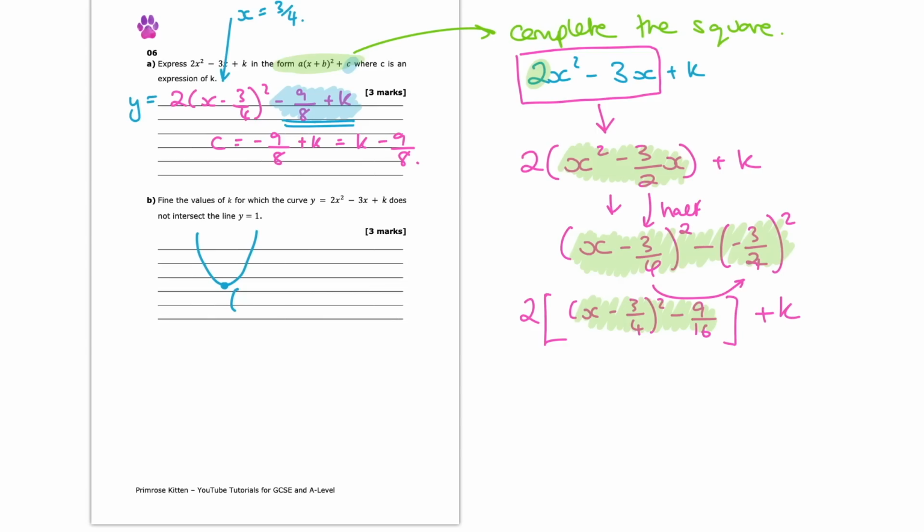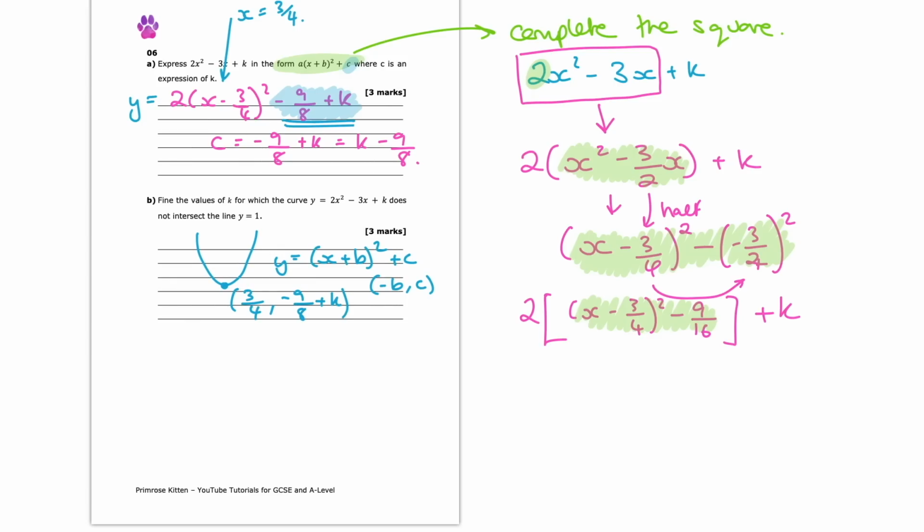Of a more standard format, if we had y equals (x plus b) squared plus c, then in that case the minimum would be at (minus b, c), for instance, okay? So in this case here, our minimum value occurs when x is 3 over 4 and when y is equal to minus 9 over 8 plus k.